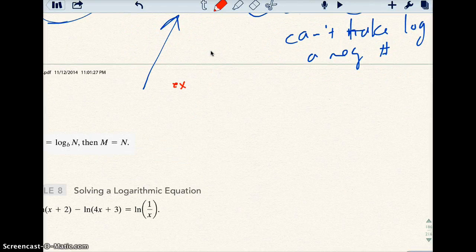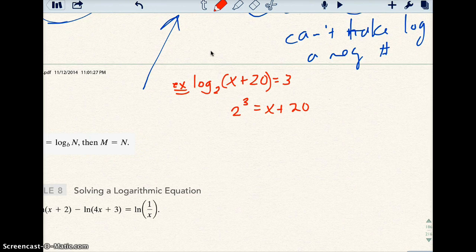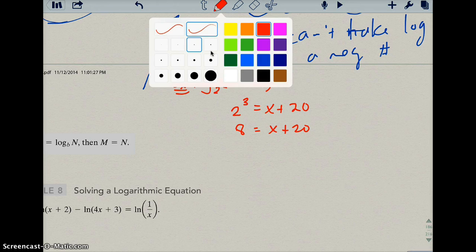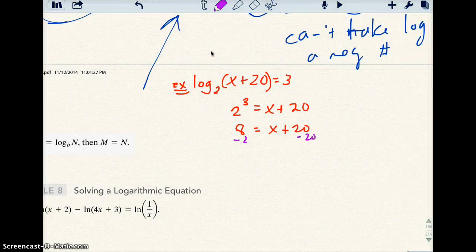If I have this example here, I have the log base 2 of x plus 20 equals 3. If I solve this, I would get 2 to the third power equals x plus 20. I get 8 equals x plus 20. I subtract 20 from both sides. I get negative 12 equals x, or x equals negative 12.